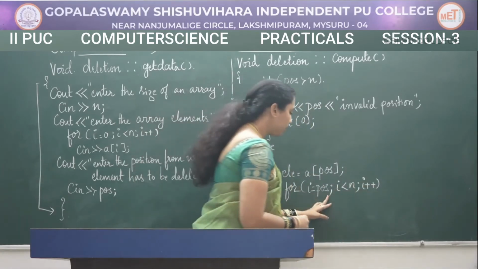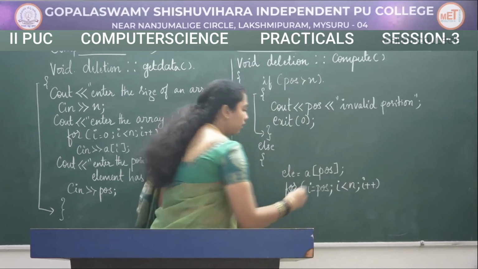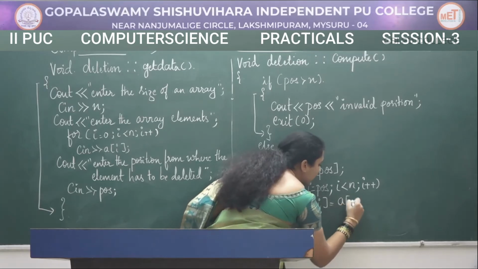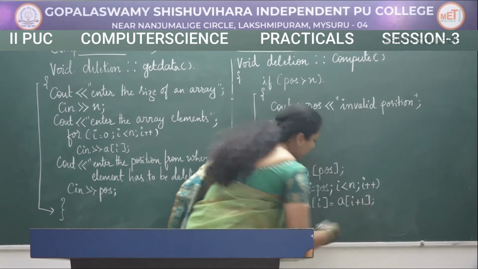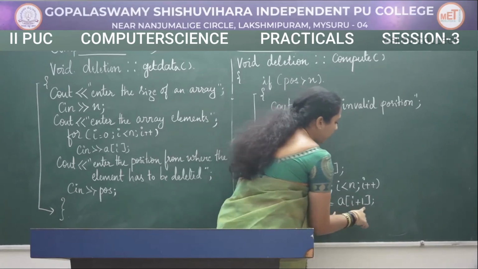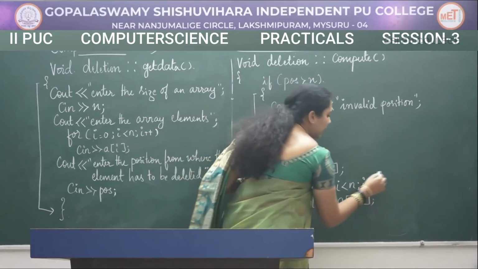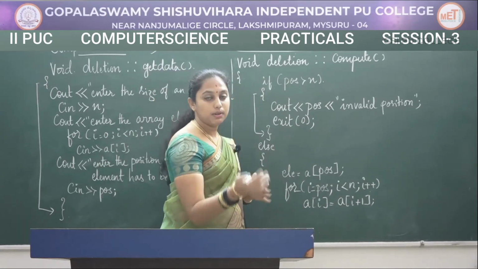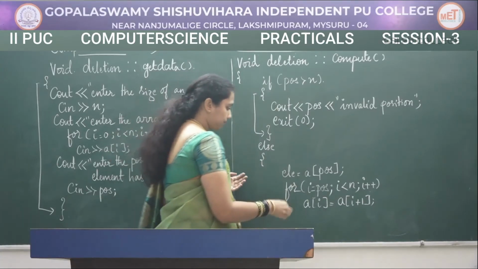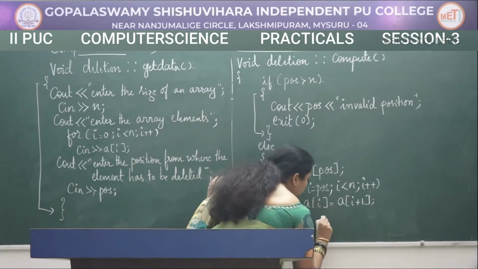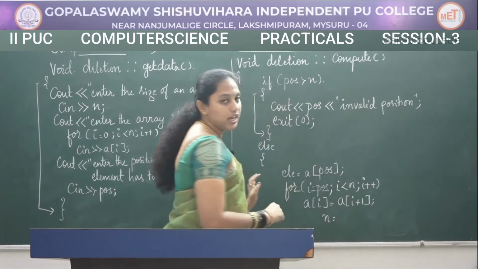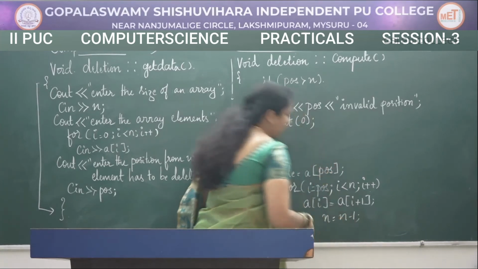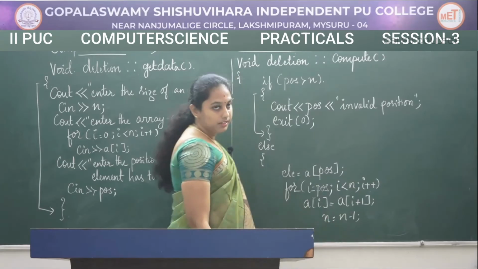For I is equal to position, I less than n, what we can do, we can shift the higher order positions to its lower order positions. So that's why A of I is equal to A of I plus 1. Then I gets increment. We are going to the next higher position to shift that element to its lower order position. So after shifting all the elements, the size of an array is decreased. That is n is equal to n minus 1.